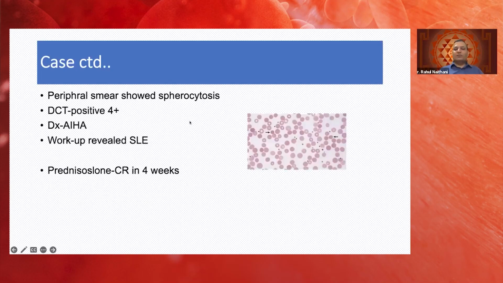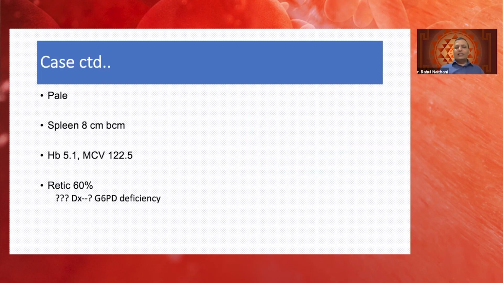We do a peripheral smear which shows spherocytosis. A direct Coombs test is 4+. She was diagnosed as autoimmune hemolytic anemia. Her workup also showed an underlying SLE. So this was an SLE which presented like autoimmune hemolytic anemia, and she responded to prednisolone, a CR, in 4 weeks. Now again, remember in AIHA, and I'll talk about our data of AIHA also.